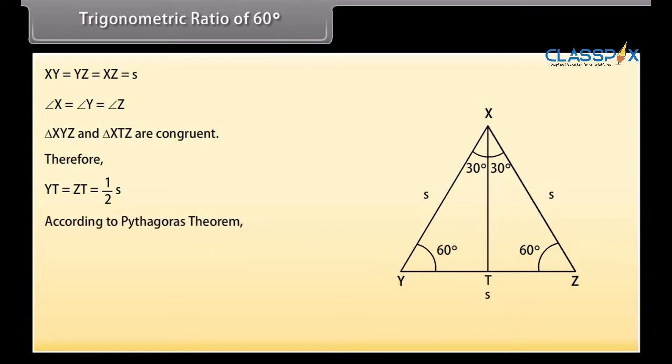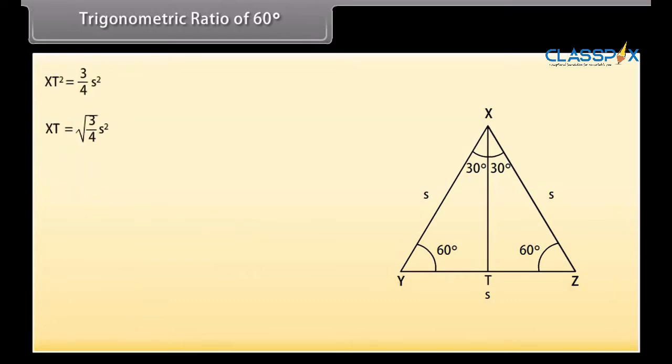According to Pythagoras' theorem, XT square plus YT square is equal to XY square. By substituting the values, we get XT square plus 1 upon 2s whole square is equal to s square. By calculating it, we get XT is equal to square root 3 upon 4s square, which is square root 3 upon 2s. Sin 60 degree is equal to XT upon XY, which equals square root 3 upon 2s upon s equals square root 3 upon 2.